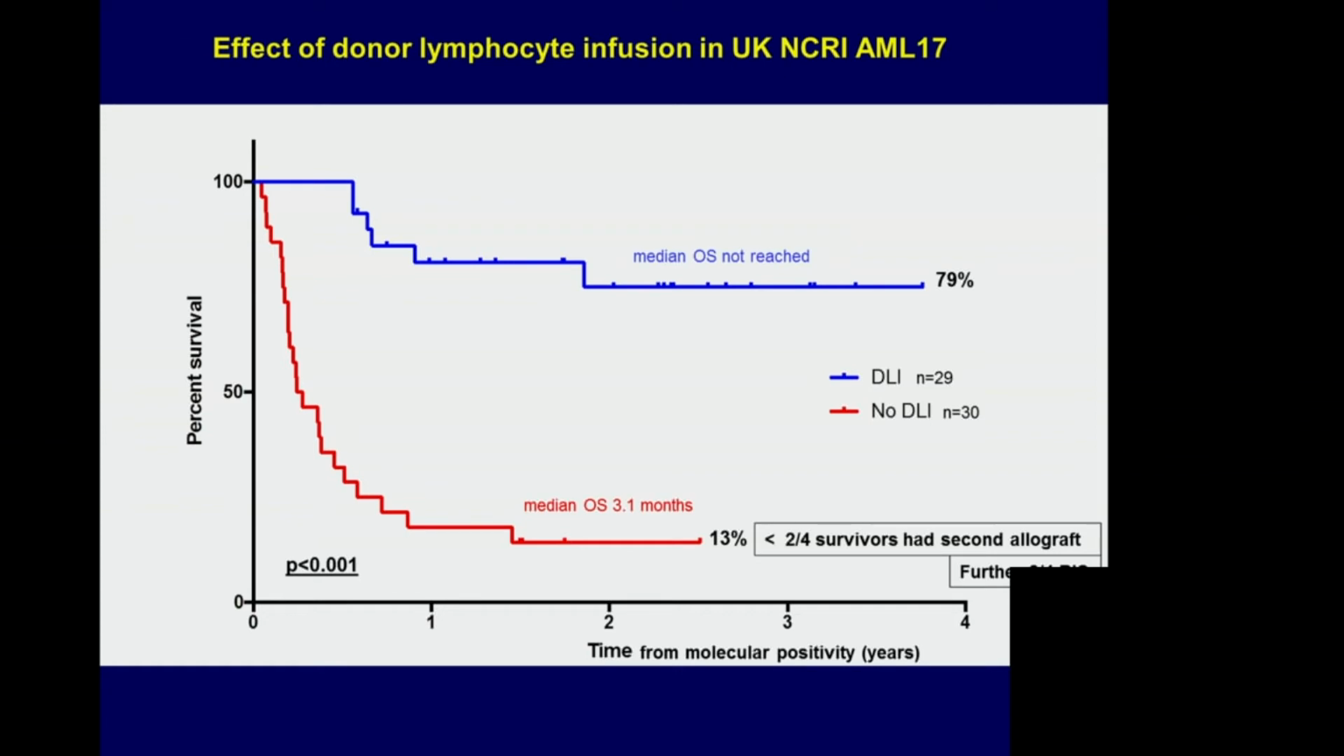And this slide shows data from the AML 17 study, looking at patients who had a molecular relapse after transplant. And what you can see in the blue line is the patients who were treated with donor lymphocyte infusion at the time of confirmed molecular relapse. And they have a very impressive, almost 80% 4-year survival. And this compares quite in marked contrast to those patients who did not receive DLI. Only 13%, 4 of them, were alive. But importantly, 2 of these patients actually had gone for second transplant.